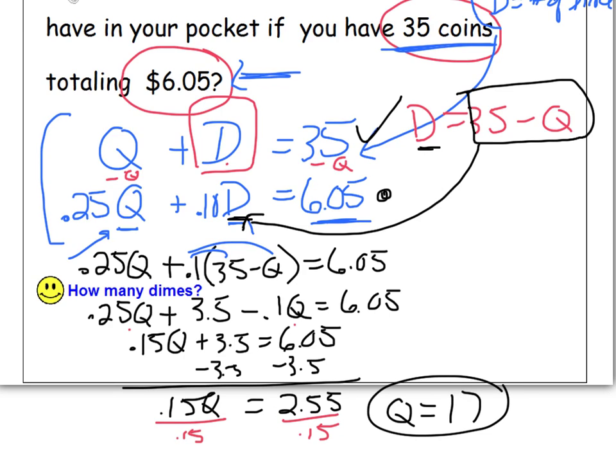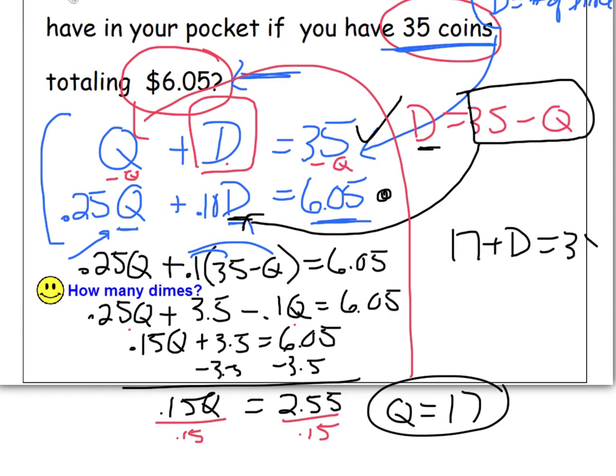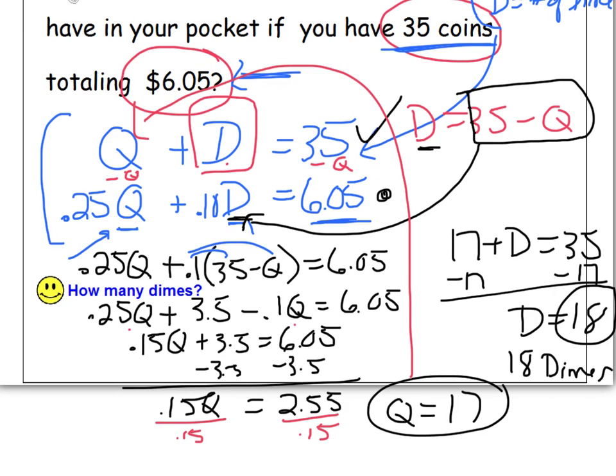Okay, great. 17 quarters are in my pocket, so I'm going to take that value and put it back into this equation. If there's 17 quarters, then plus so many dimes gets me 35. Subtract 17 from both sides, and there are going to be 18 dimes. Again, answer the question. You're not going to tell someone, hey, D is 18. You're going to say, all right, there are 18 dimes and 17 quarters. And that's your answer.